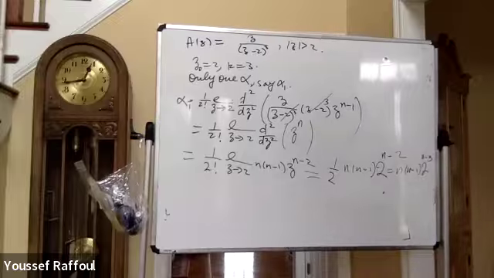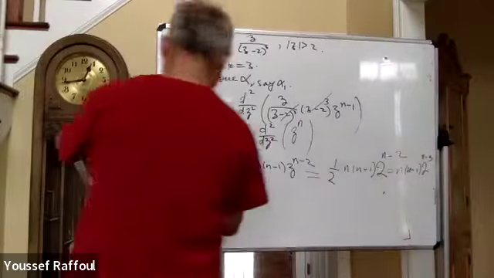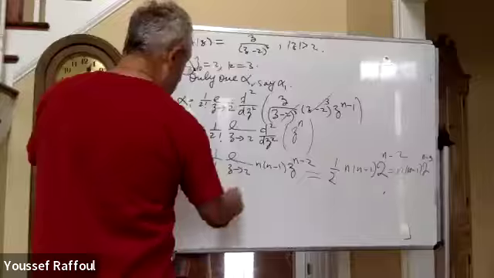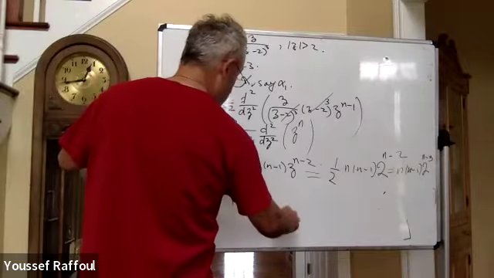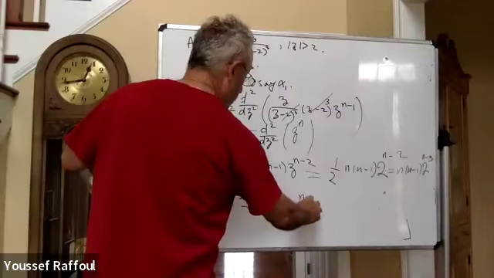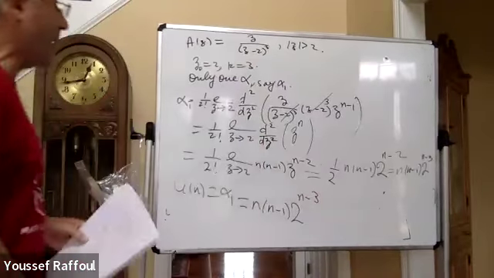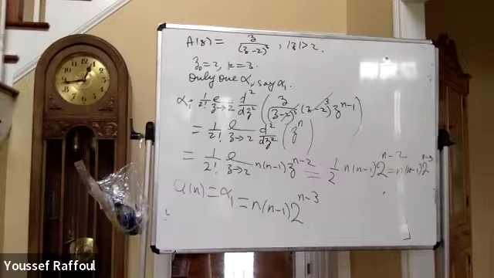Okay? So a_n is alpha 1, which is n times n minus 1 times 2^(n-3). That would have been difficult to do by any other means. You see what happened here?